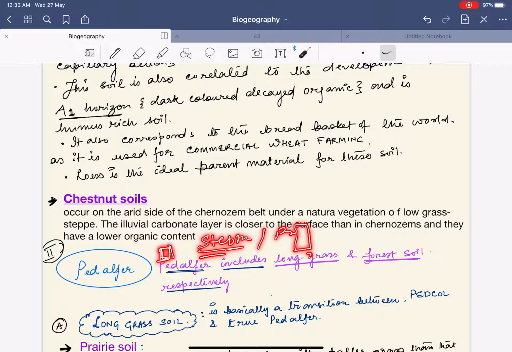In the steppe type of climate, the amount of rainfall ranges from 25 to 50 centimeters. Where there is a prairie, the rainfall ranges from 50 to 75 centimeters. Again, I would suggest please watch the Koppen's video to have a basic clarity if you do not understand this.